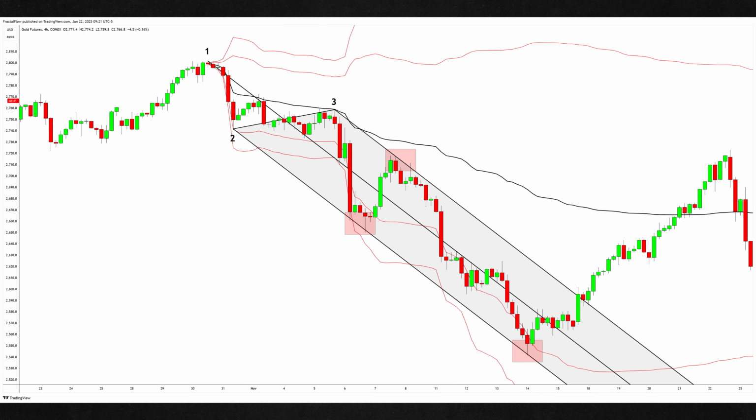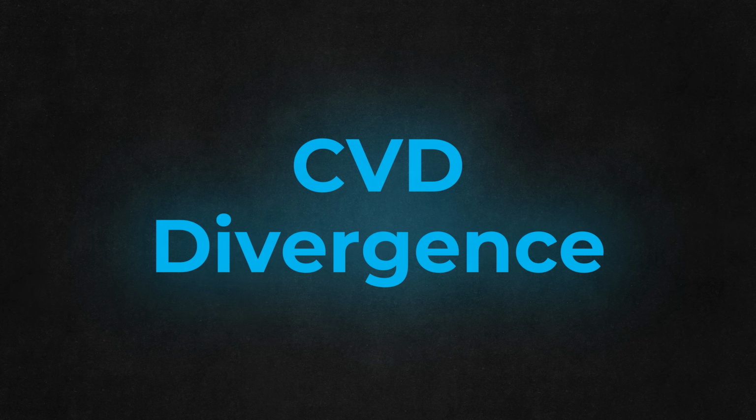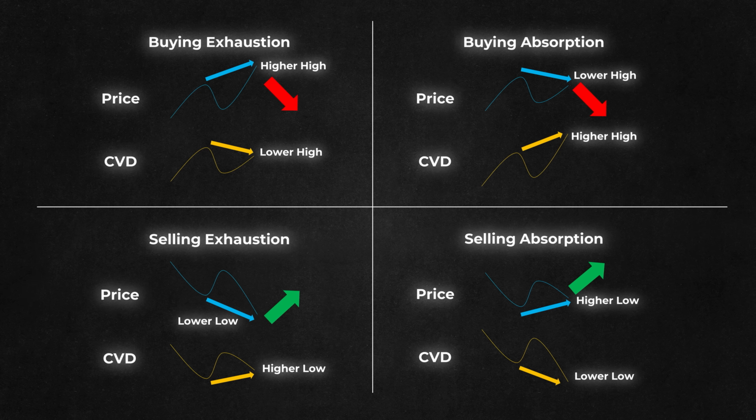The fourth and final order flow tool we'll talk about is the cumulative volume delta divergence. The CVD shows the accumulation of the difference between bid and ask volume, and it serves as an indication of exhaustion or absorption of buyers and sellers. It works very similarly to the idea of momentum divergence. In this illustration, you can see a blueprint for the exhaustion and absorption signals in the CVD.